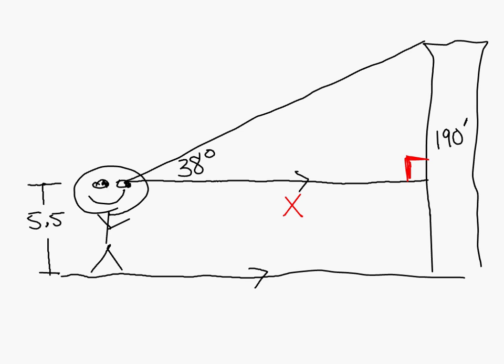All right? What you have to be careful of here is that you don't use the 190 as your opposite side. You've got to do 190 minus 5.5. Okay? 190 minus 5.5. So this side is 184.5 feet. This side of the right triangle. That's your opposite side. And you're looking for the adjacent side.